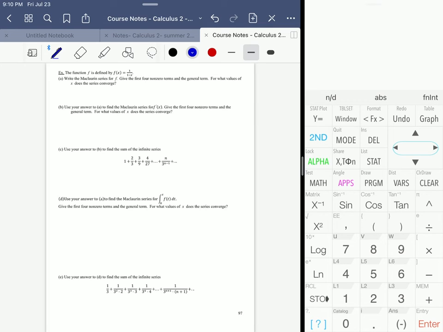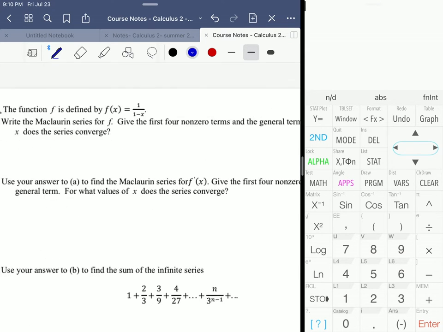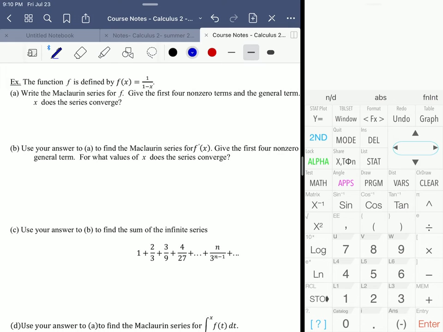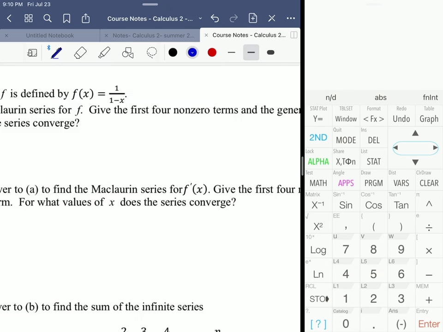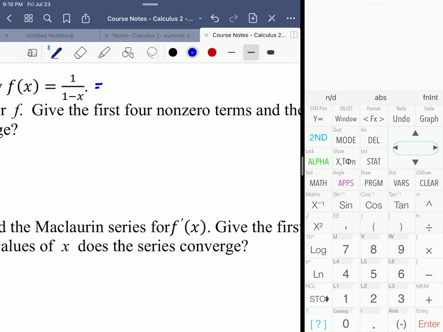So on page 97, the first example, and it's got a few different parts to it, but the whole page is the example, but you'll see. The function defined by f of x equals 1 over 1 minus x. Write the Maclaurin series. All right, we're kind of familiar with this at this point because we're looking at something that is geometric in nature.